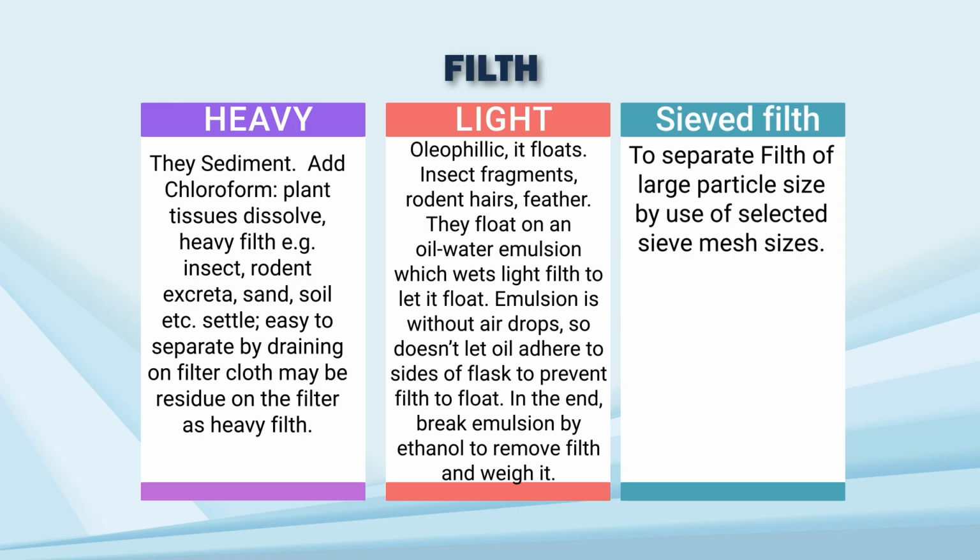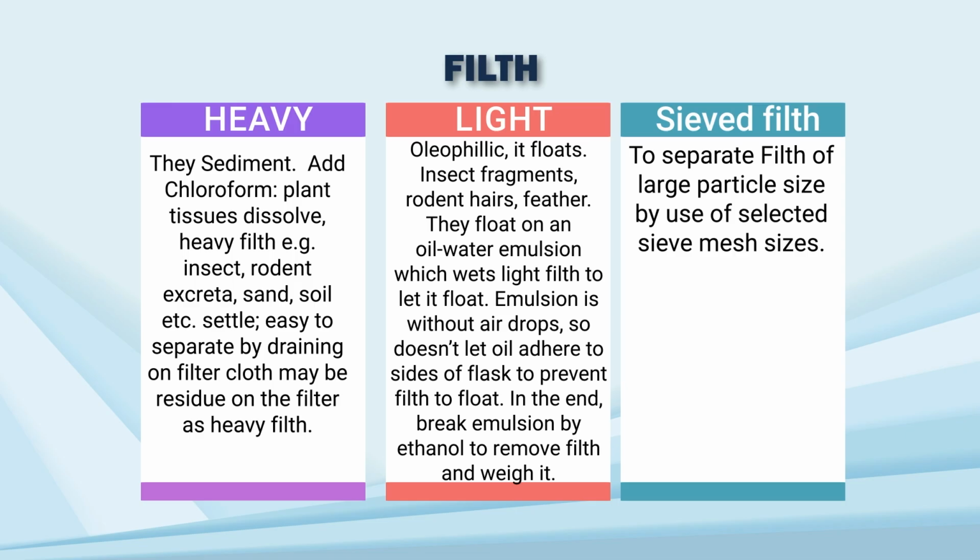Filth can be heavy, meaning higher density. Filth can be light. Normally the high density filth settles down. For example, you take a solvent like chloroform and put your food product in chloroform. The filth will settle down. All other material will dissolve in chloroform and you can separate it.